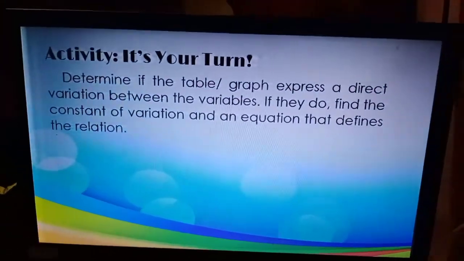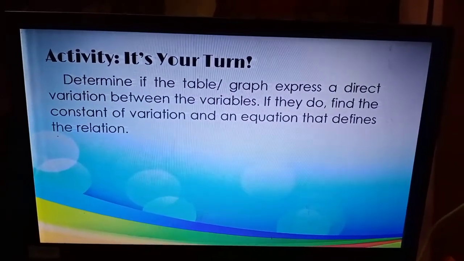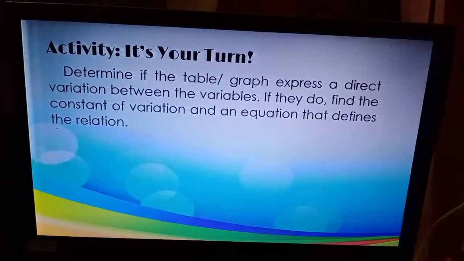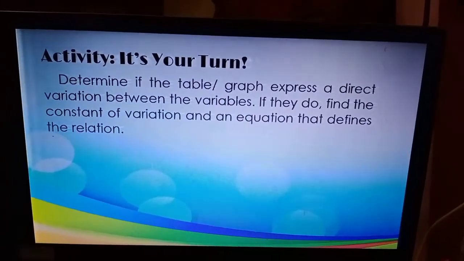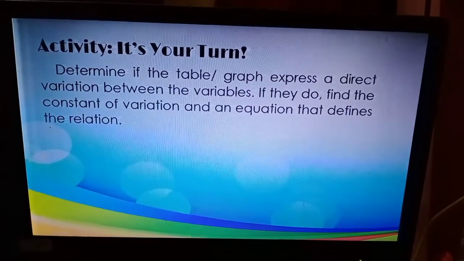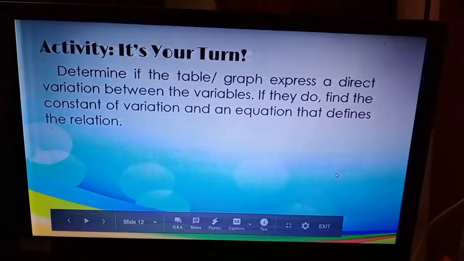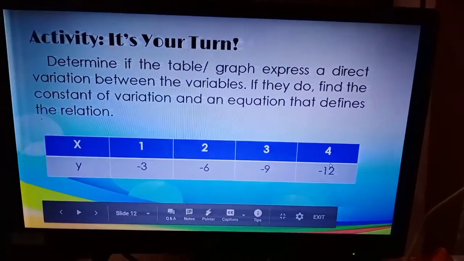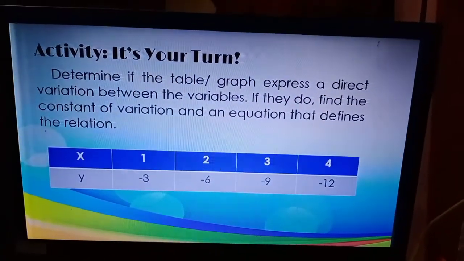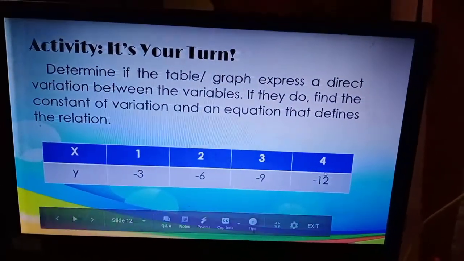Okay, we have another instruction from here. Determine if the table or graph express a direct variation between the variables. If they do, find the constant of variation and an equation that defines the relation. Okay, so here is the first one, table. How do we know whether this table expresses a direct variation or not?